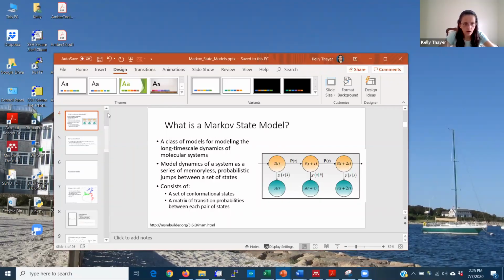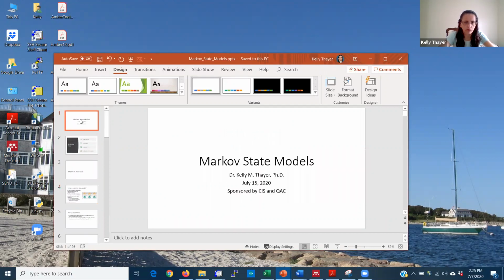So let me share my screen with you. Markov State Models are a kind of tool that can be used in machine learning. And today we're going to talk about how we can set those up and how we can run those. And we'll be working on a lab that will go along with that.